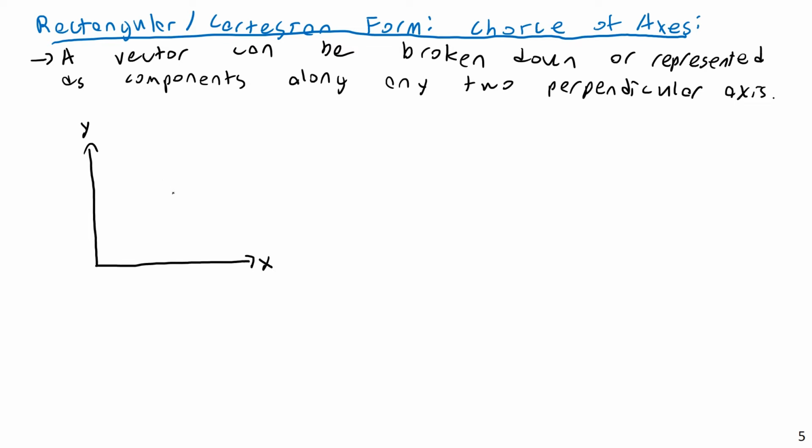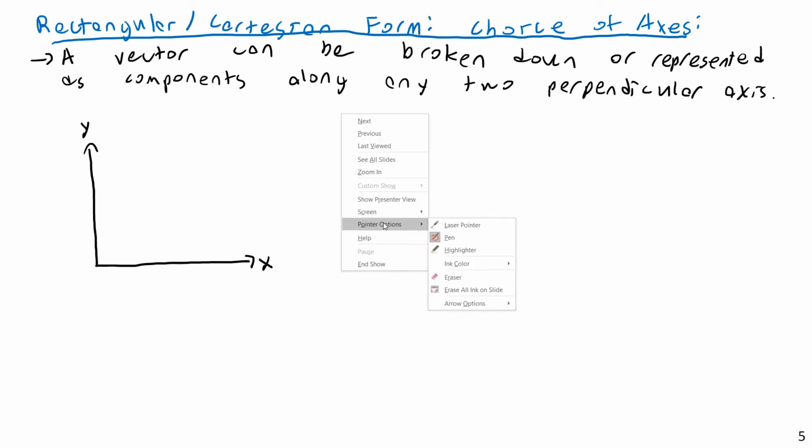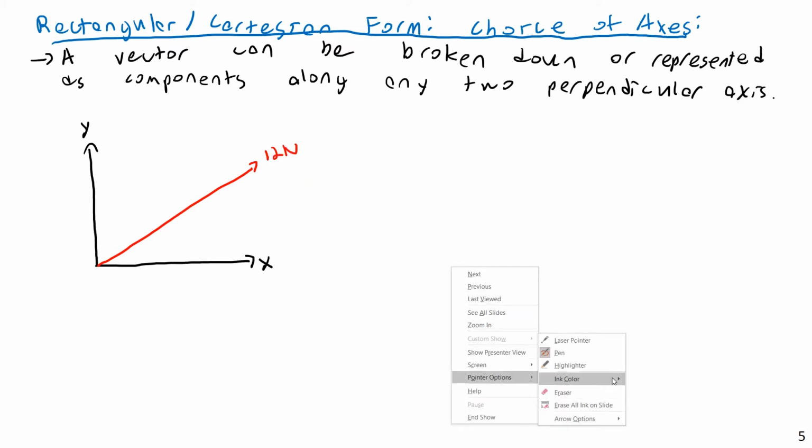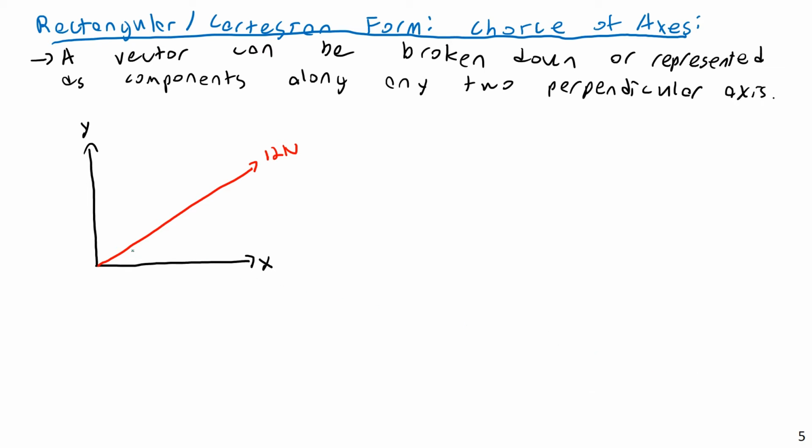So, anyway, let's say we have a vector here, and this vector is, say, 12 newtons at an angle of, I don't know, let's say 45 degrees.